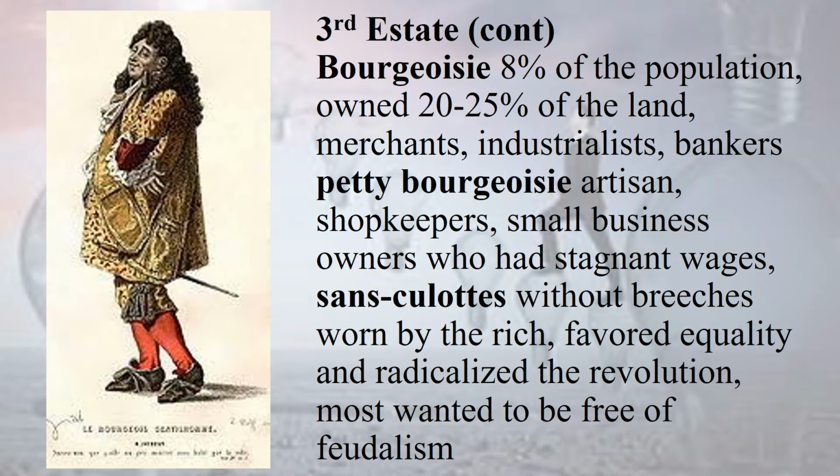In the third estate, 8% of the population is the bourgeoisie, the very wealthy merchants, industrialists, and bankers. These are the wealthiest people in there. This is kind of an extension of the nobility, but they don't get all of the privilege of the upper class. The petty bourgeoisie are artisans, people that made things, shopkeepers, and small business owners. A lot of them weren't really doing all that well, but they were making more money than the lower class people.